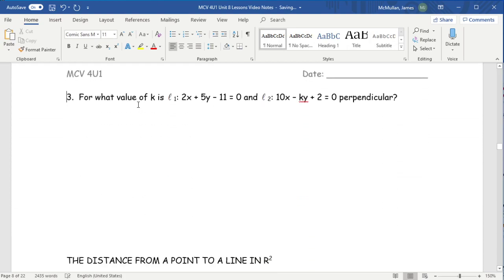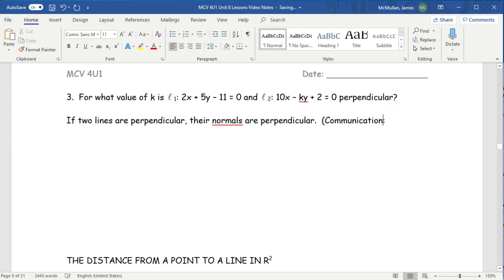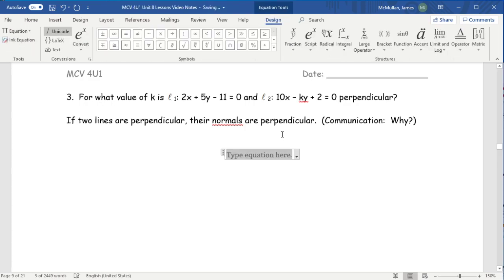Find for what value of k this line and that line are perpendicular. Well, here's an interesting argument. If two lines are perpendicular, their normals are perpendicular. Right? That's an interesting argument to think over. Maybe I'll leave that one for you to think about. But anyway, they're definitely perpendicular if their normals are perpendicular.